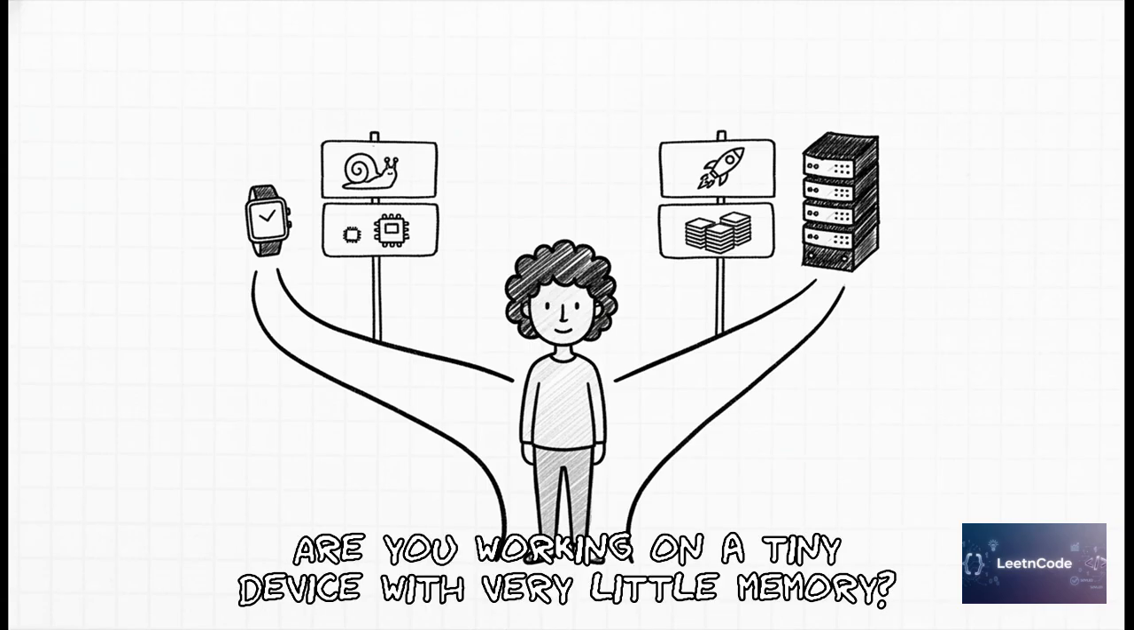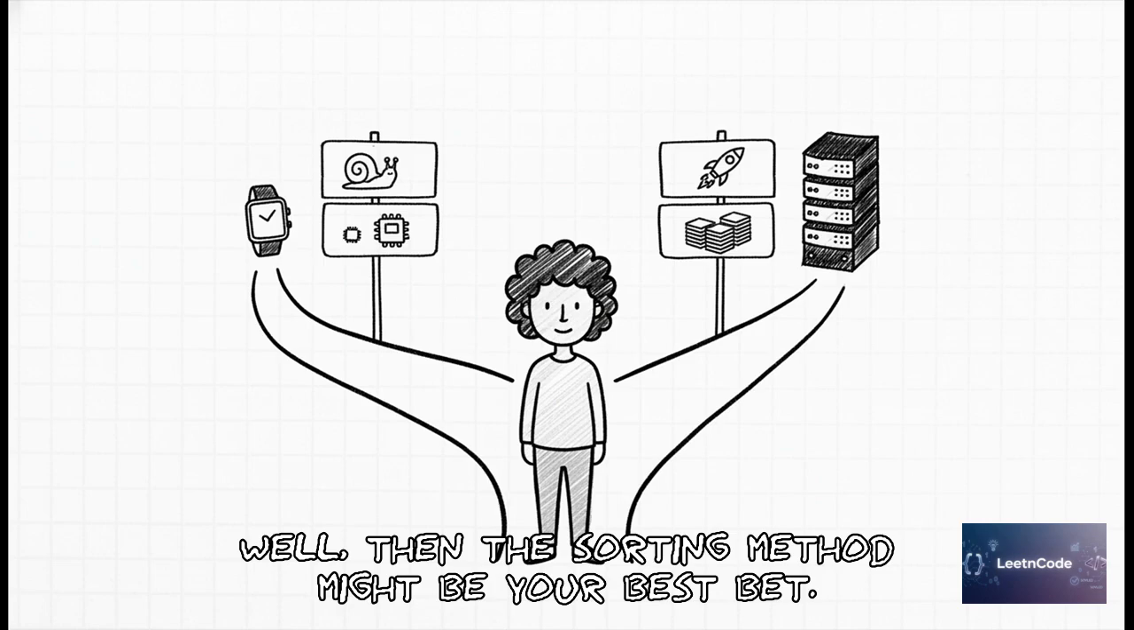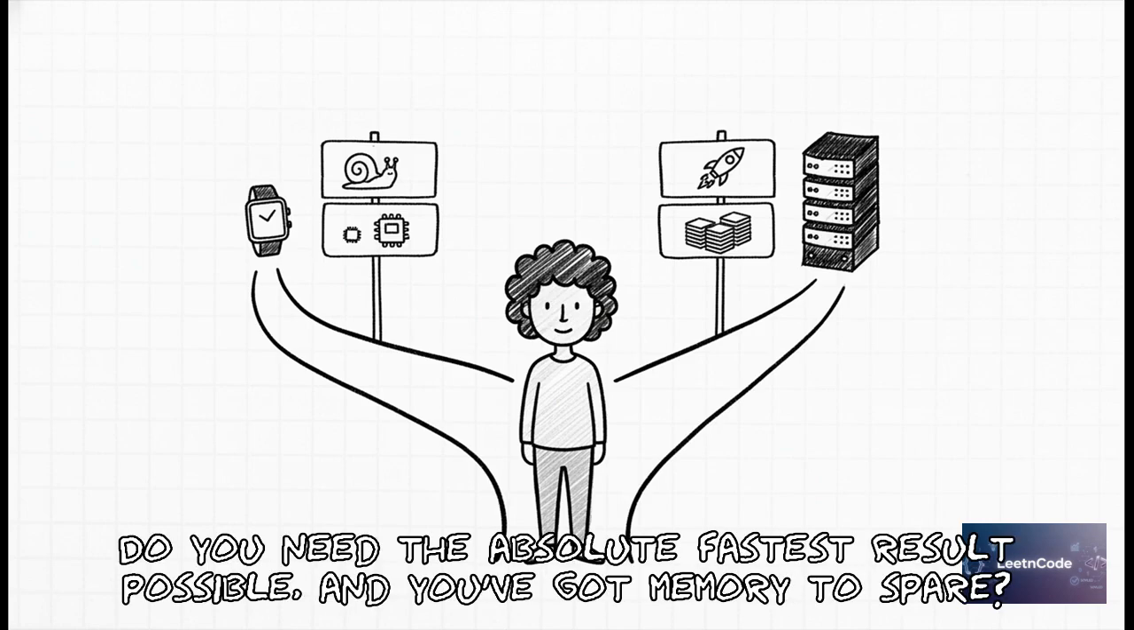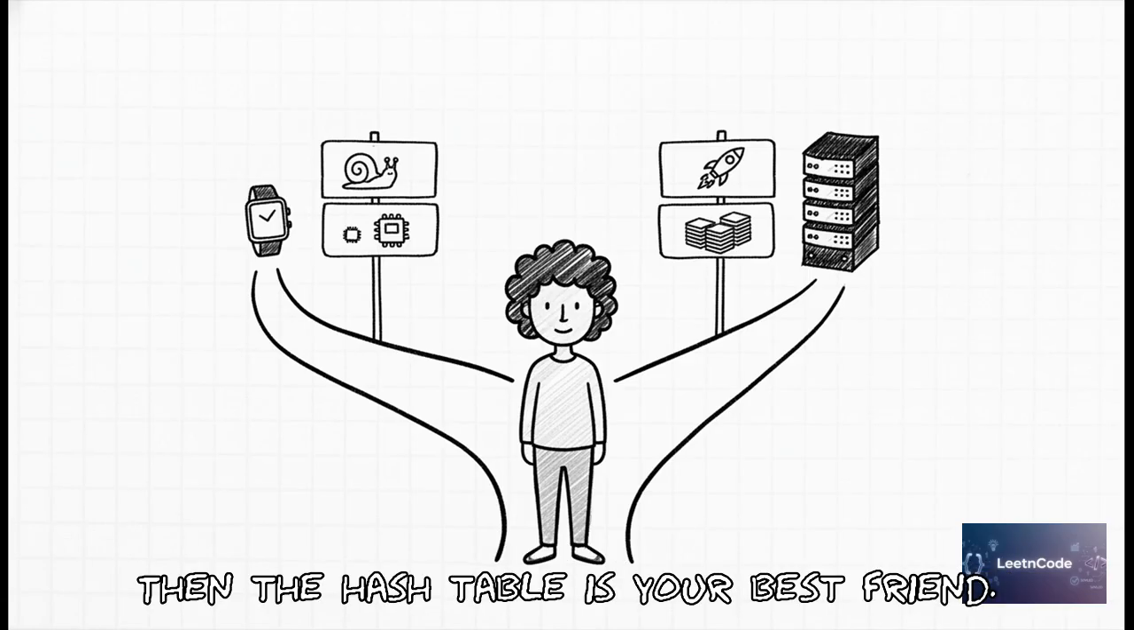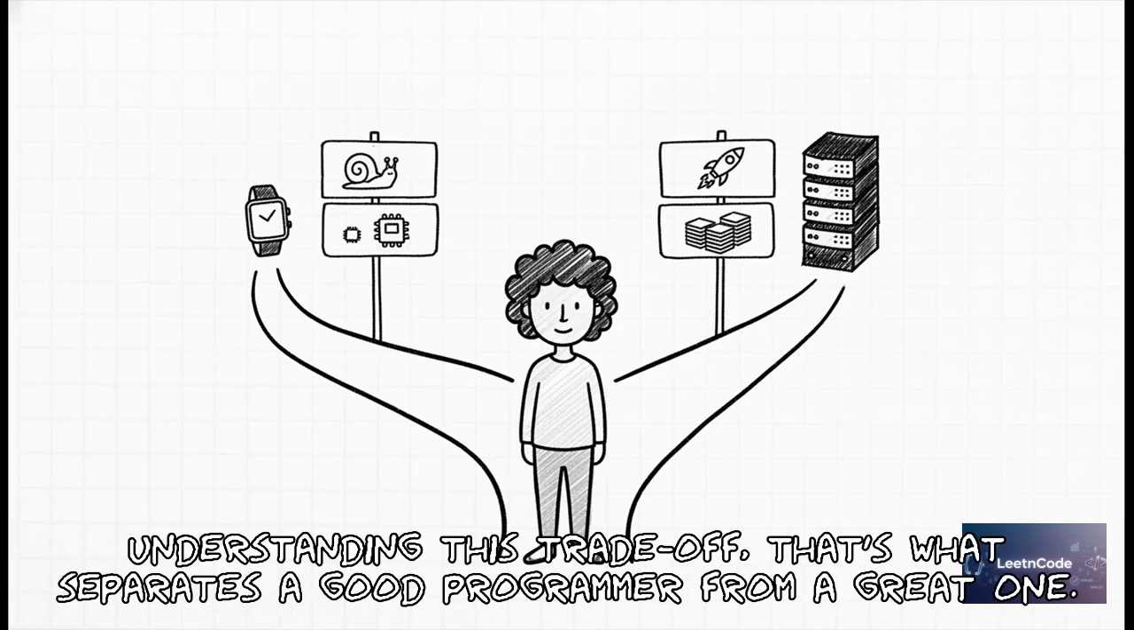Are you working on a tiny device with very little memory? Well, then the sorting method might be your best bet. Do you need the absolute fastest result possible and you've got memory to spare? Then the hash table is your best friend. Understanding this trade-off, that's what separates a good programmer from a great one.